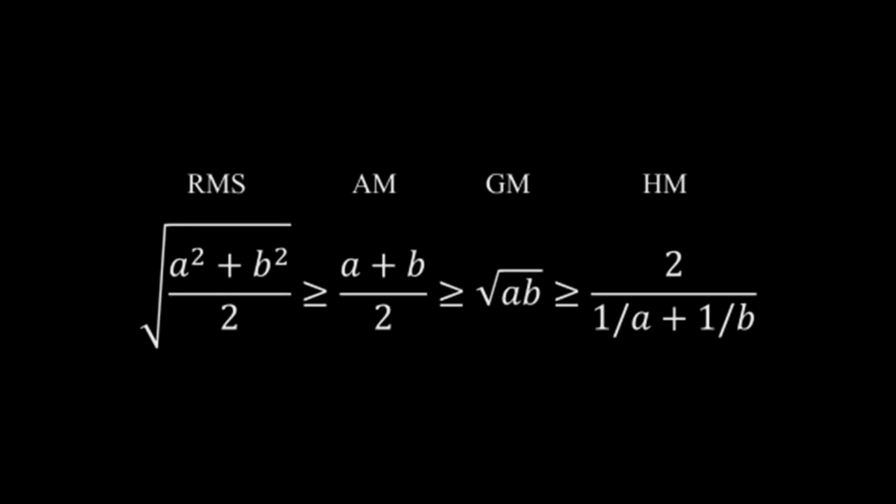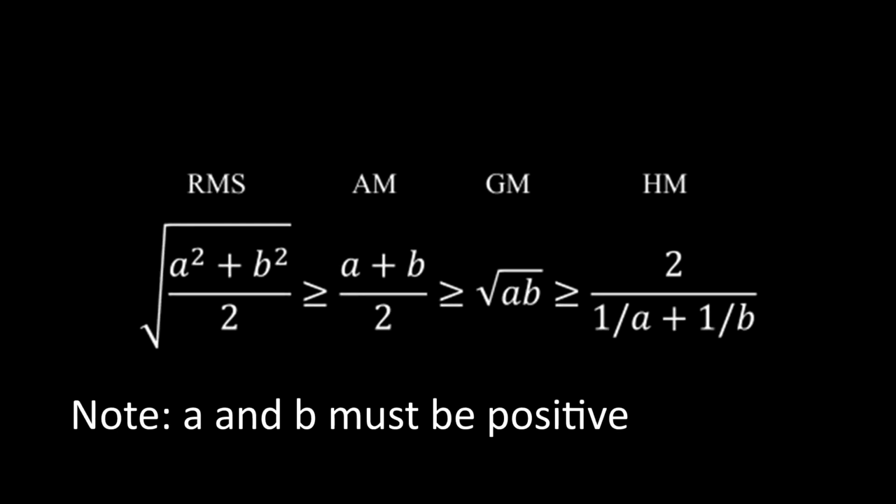The RMS-AM-GM-HM inequality gives us a relationship between 4 different types of averages. We have the root mean square, arithmetic mean, geometric mean, and harmonic mean, and ultimately you don't need to know what each one means. What you do need to know is the relationship between the 4. What makes this so powerful is that the RMS is always greater than AM, which is always greater than GM, which is always greater than HM.